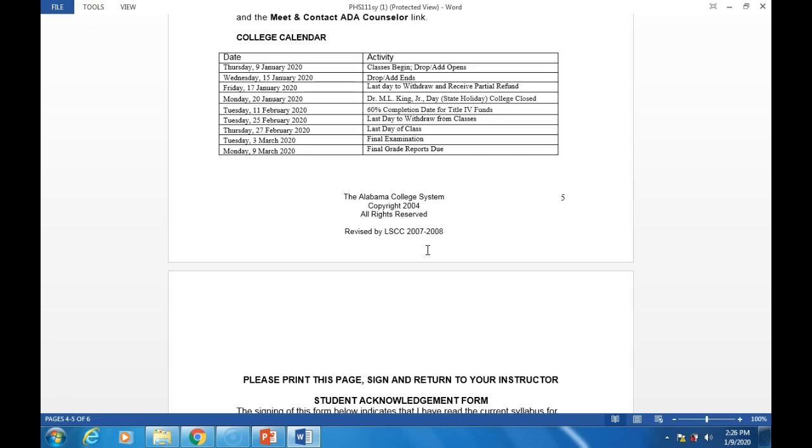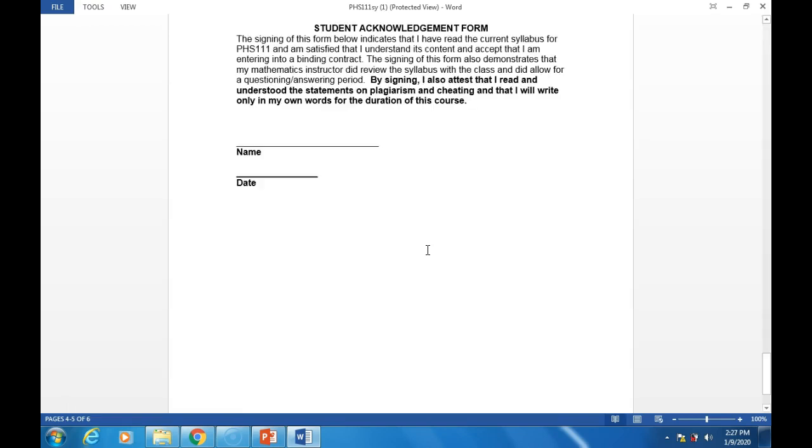Now, if you're paying out of pocket, you can withdraw anytime you want to. It's not going to matter. But if you are accepting Pell Grant, then if you withdraw before this date on the first mini-term, you pay the money back. Okay? Keep that in mind. You have to withdraw by that day. So keep those things in mind. All right. And finally, there's a student acknowledgement form, which is at the very end of the syllabus.